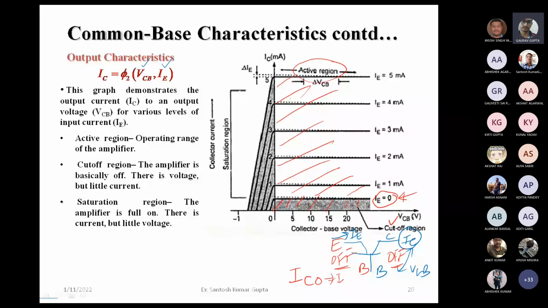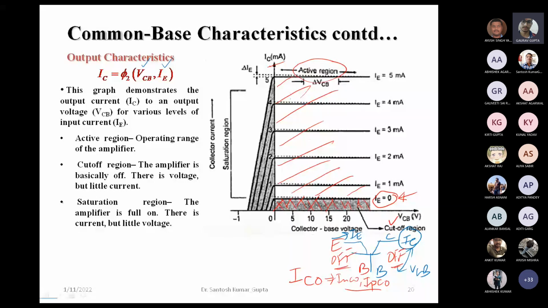Already we have seen, these currents may still flow through the collector, and that's why we have a non-zero collector current IC for the case when IE is equal to 0, that is, when the emitter junction and the collector junction both are off. In that case, we still have a current IC. This is the shaded region under this curve, IE equal to 0. This is showing the cutoff region.